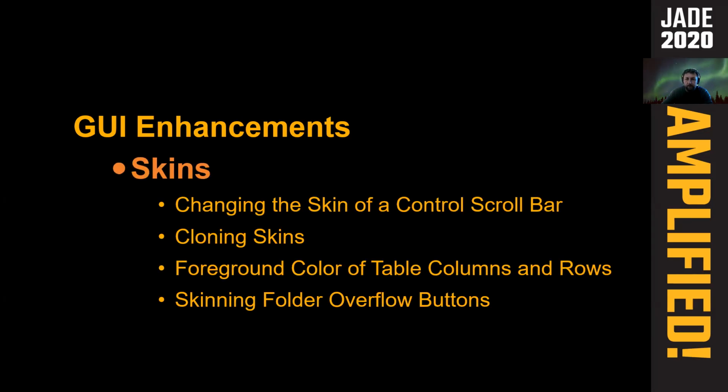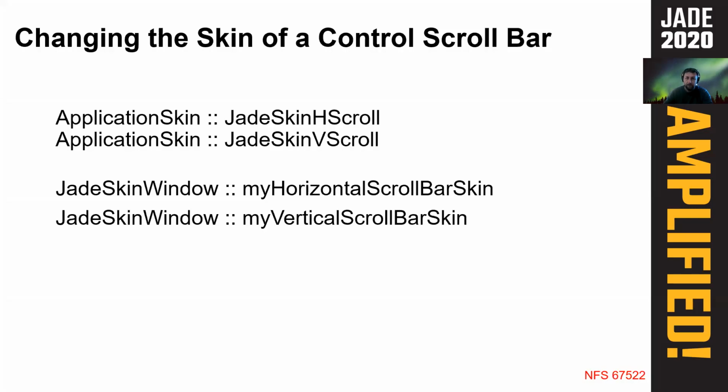Next up, we have some skin enhancements. So in earlier releases, scroll bars were previously drawn using the scroll bar skins attached to the applied application skin. By default, scroll bars are drawn using the JADE Skin H scroll and JADE Skin V scroll skins assigned to the application. Currently, the only scroll bar skin that can be applied to a table is the default scroll bar skin for the current application skin.